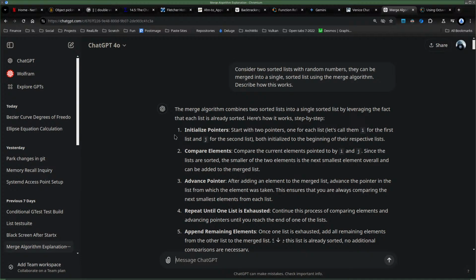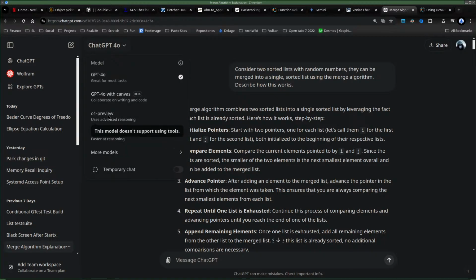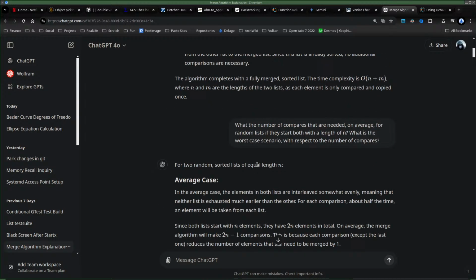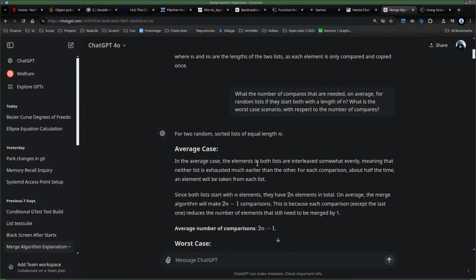So people want to consider, it says ChatGPT 4.0, and this was preview, I'm sure. There was actually o1 preview here. This is their best model. And then you see.